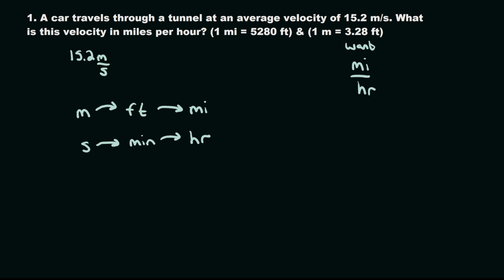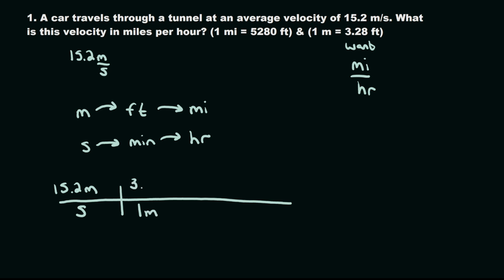To show that process, let's start our table. I'm going to put 15.2 meters per second here. These are units that we don't want, so we want to cancel them out. We can cancel out meters because we want to go to miles eventually, by putting 1 meter on the bottom and 3.28 feet on top, because that is the only conversion factor that has meters within it. Now our meters cancel out and we'll be left with feet per second if we stop the calculation now.